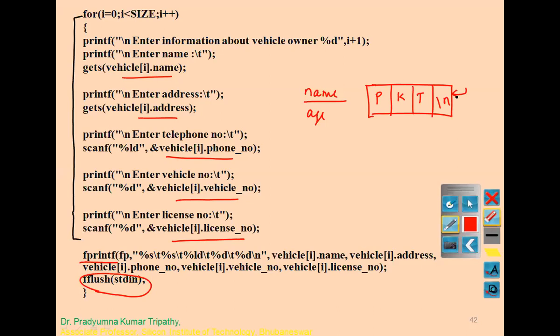I have the name, the entire string along with the \n character, in my buffer. If I try to read from this buffer, what do I read? I will read all this.